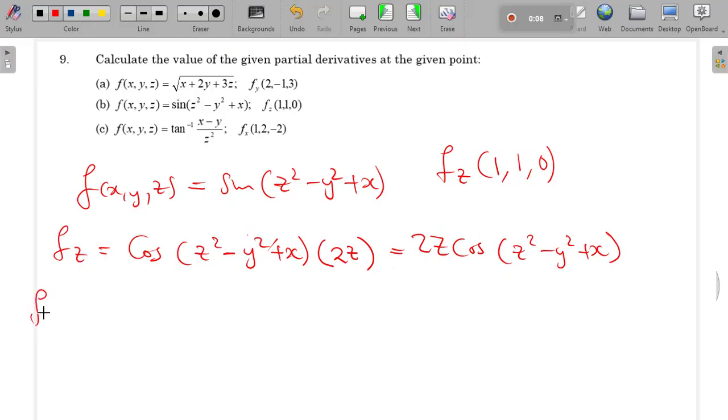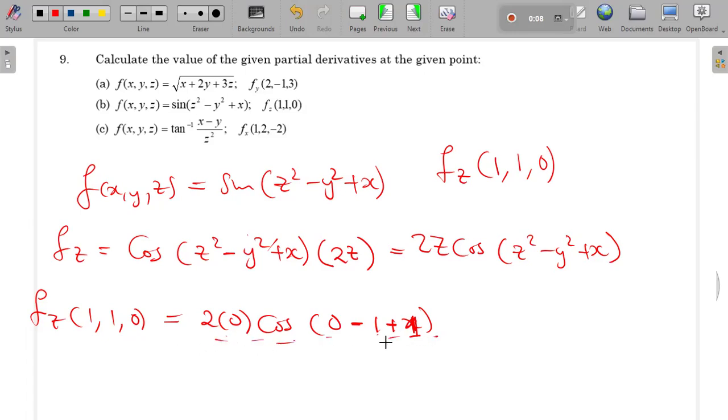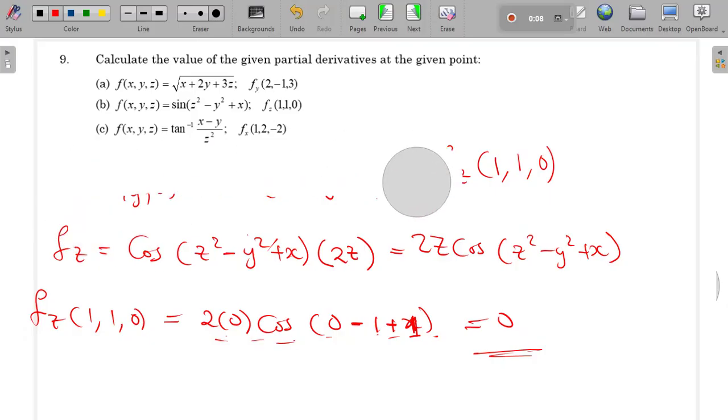Now I am evaluating this at the point 1, 1, 0, and this here is going to be 2 times z, which is 0, so I get 0 here, times cosine of z squared, with z being 0, minus y squared, with y being 1, plus x, which is 1. This 0 multiplies with all of this, so this will be equal to 0. Okay, we do the same now for the last one.